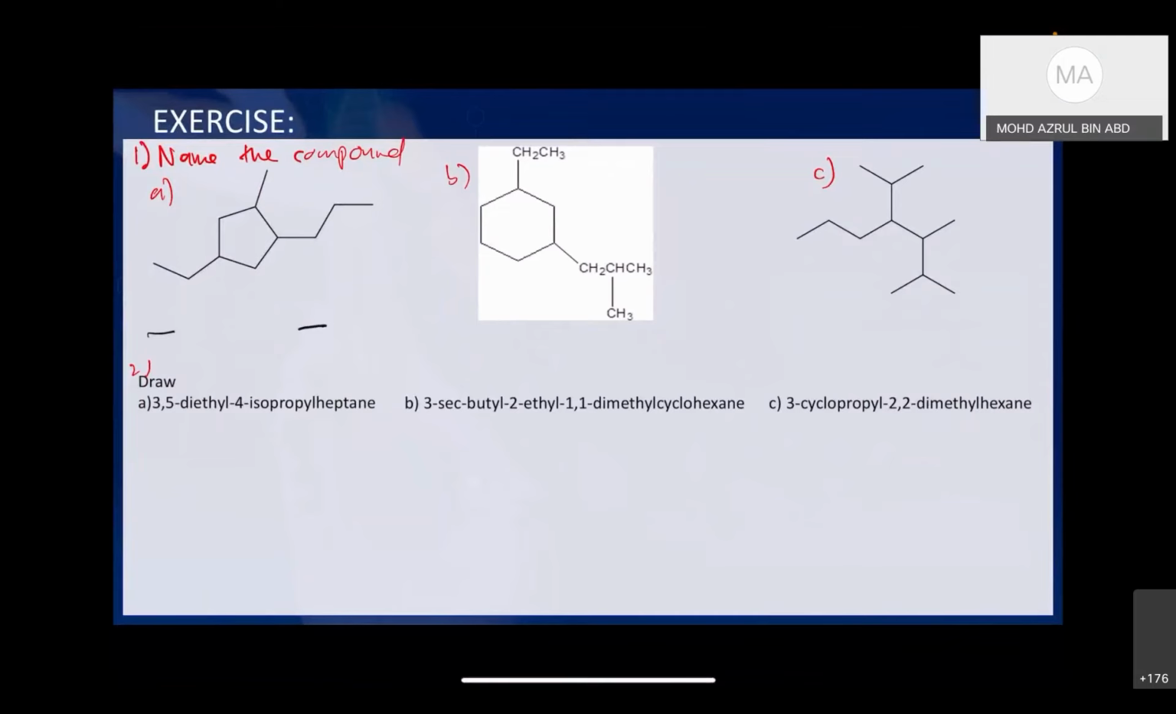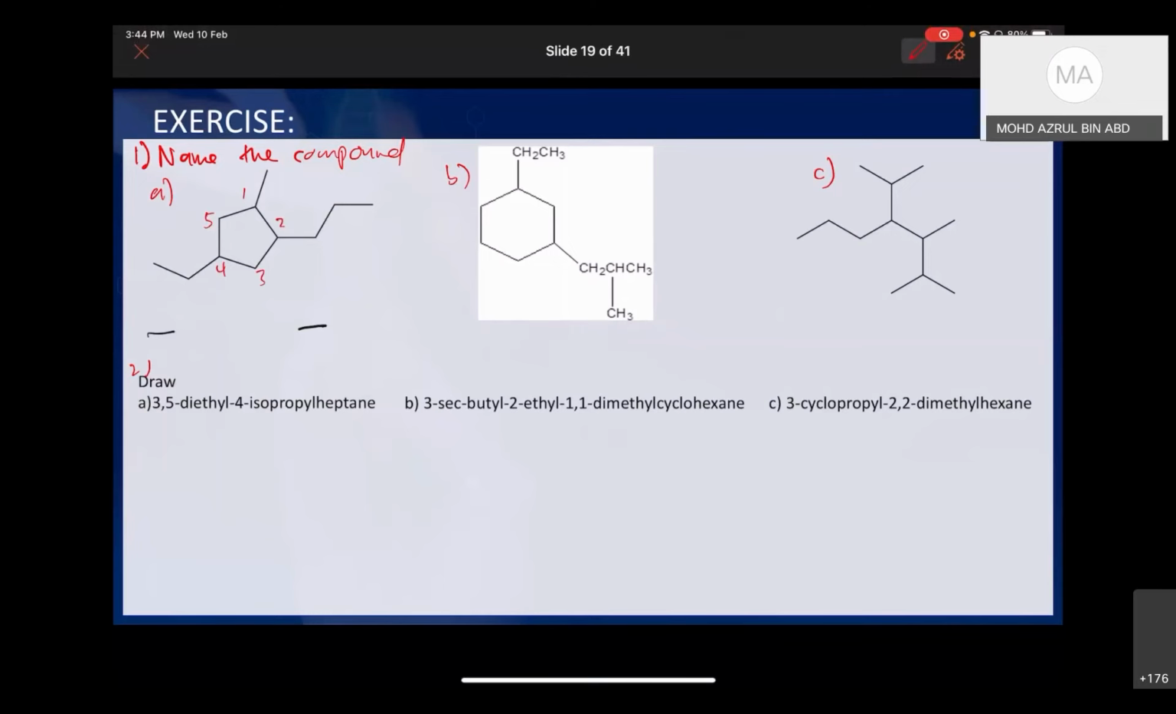Okay, let's see. Let's say I try this one, 1, 2, 3, 4, 5. Or maybe I can try another direction, 1, 2, 3, 4, 5. Since this one is 1 plus 2 plus 4, it is the same in the other direction too: 1 plus 2, 1, 4. Another direction is also the same.